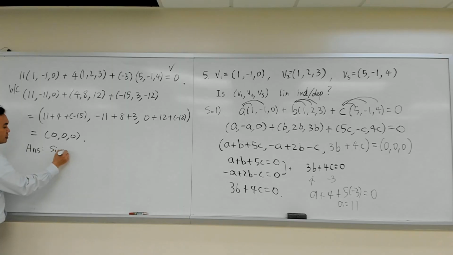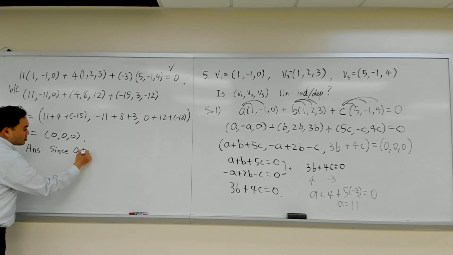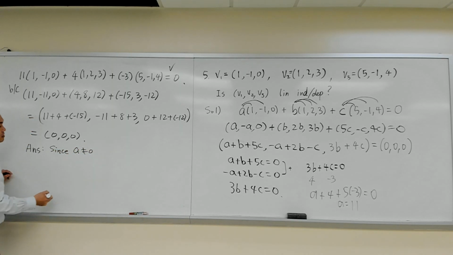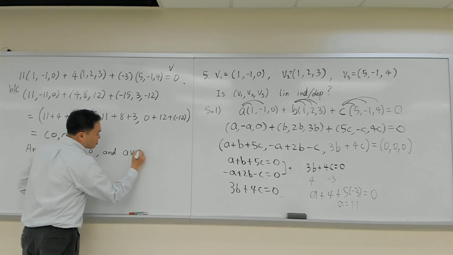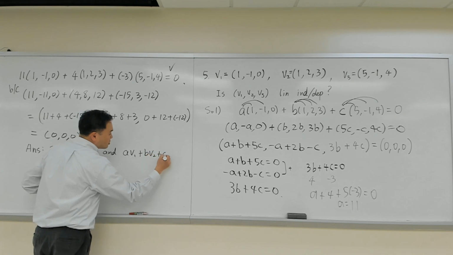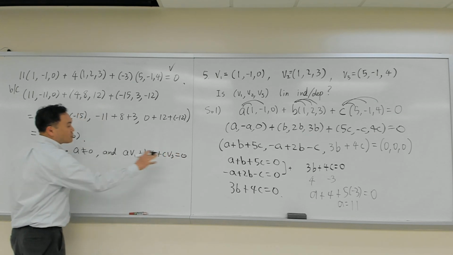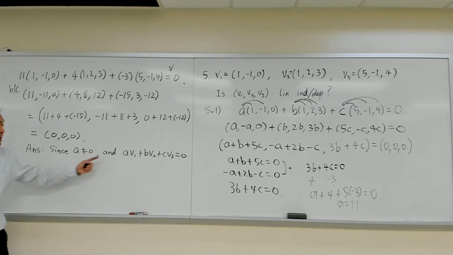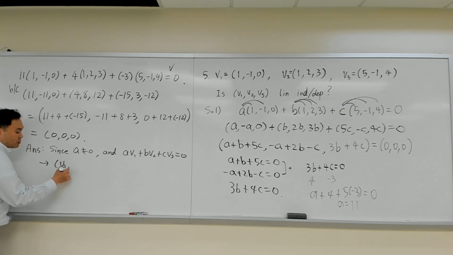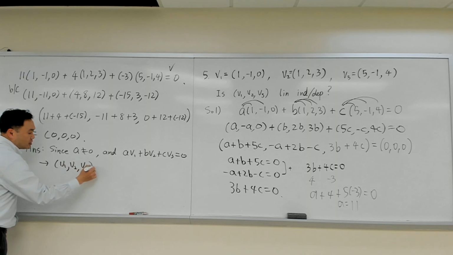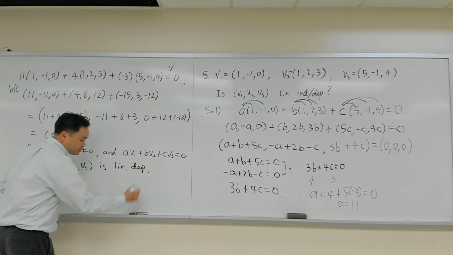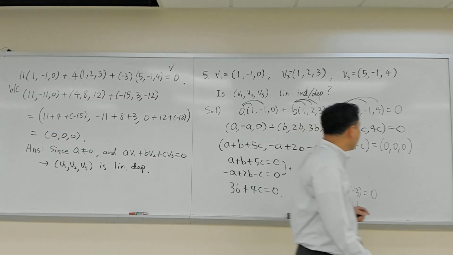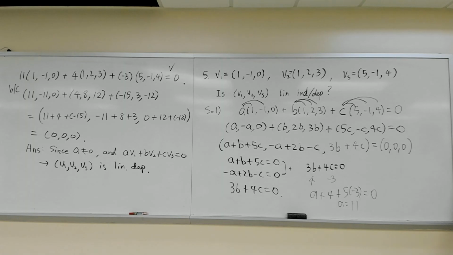Okay, so the answer is, since A is not 0, and A v1 plus B v2 plus C v3 is 0, you found the linear combination equal to 0 with at least one of the coefficients non-zero. That means v1, v2, v3 is linearly dependent. Okay, so that's how you solve this.